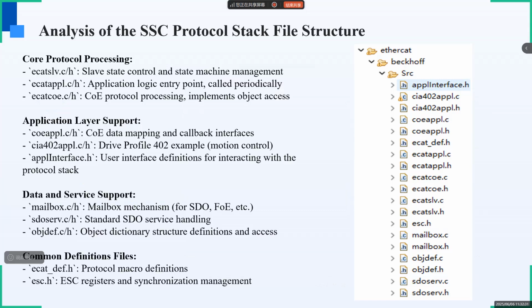The image shows the file structure related to the EtherCAT slave stack, including core protocol processing files, files related to the application layer, files supported by data and services, and some files with common definitions.